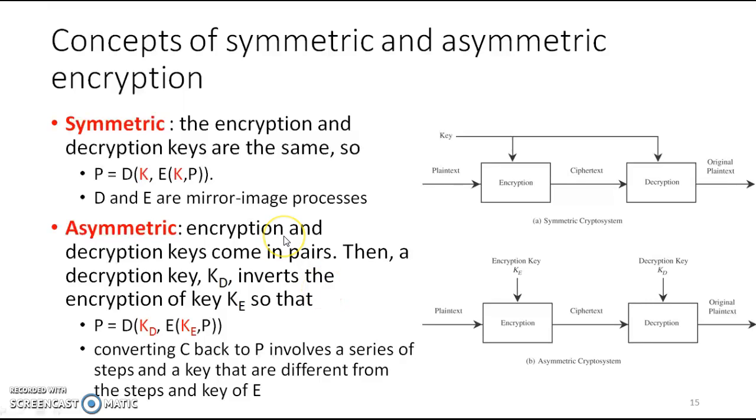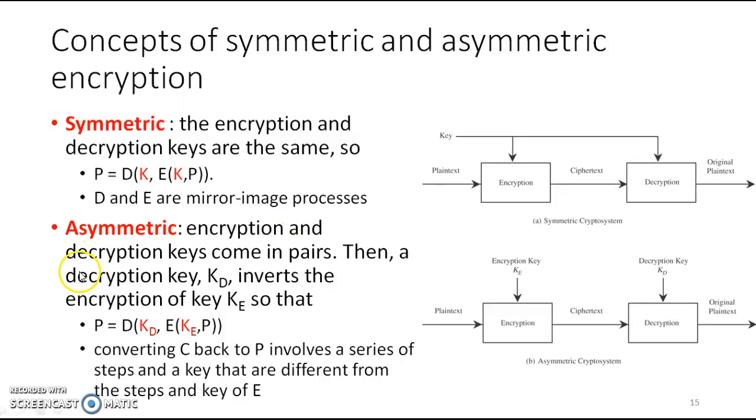So if you read it, in the symmetric case the encryption and decryption keys are the same. So P equals decryption with the key K, and we need the encryption of plaintext with the help of the key. So D and E are mirror images of processes.